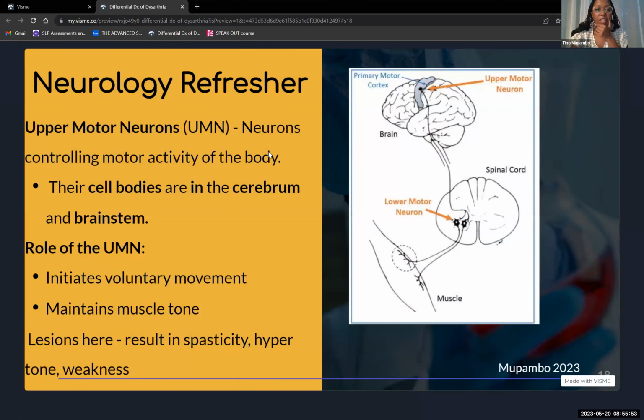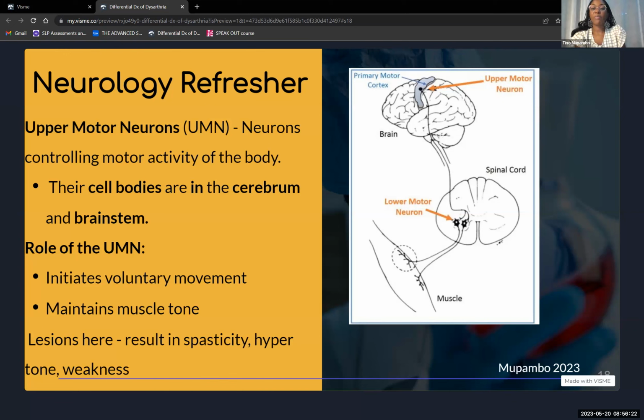All right. So like we saw in the video there, the upper motor neurons are essentially just the neurons that control the motor activity of the body. So their cell bodies are in the cerebrum and the brainstem, and they initiate that voluntary movement by communicating with the lower motor neurons. And one of the main things with the upper motor neurons is that they maintain muscle tone. Muscle tone is that resting tension in your skeletal muscle.